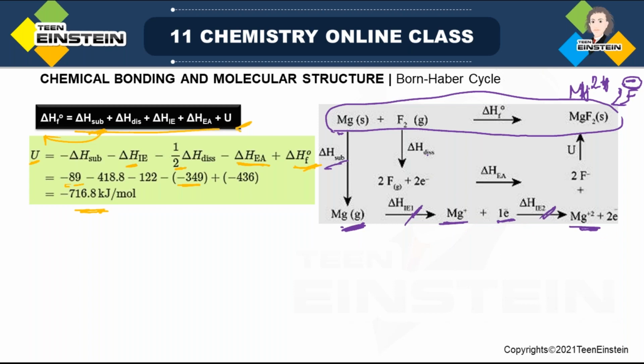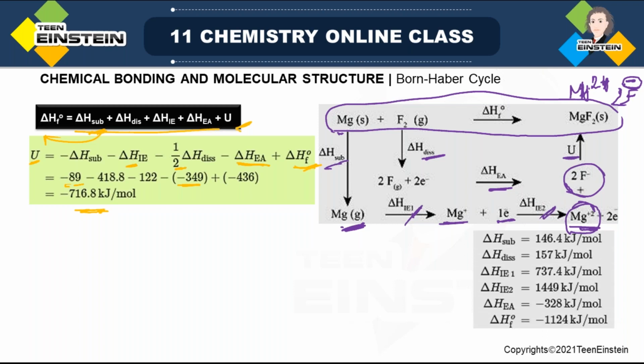Come to the non-metal now. Dissociation energy, and here we will not take half dissociation because both the fluorines are needed. And del H electron affinity. So you are feeding 2 electrons and you are getting 2F minus. Now once you have obtained 2F minus in gaseous state and Mg2 plus in gaseous state, these two will combine, and the energy involved is lattice energy. So this will give you MgF2.